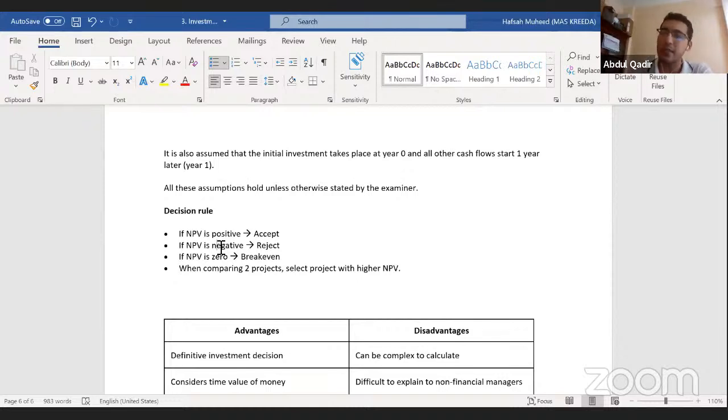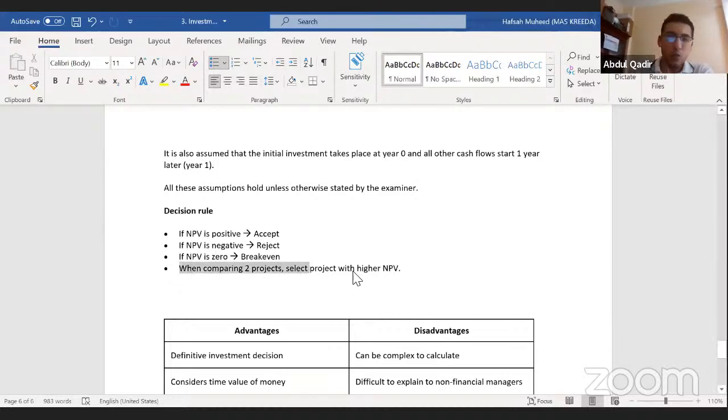So you need to say whether you will accept it or reject it, right? And if the NPV is 0, that means you're breaking even. So it's your choice whether you want to accept it or not, but it doesn't make sense to accept a project where you're not going to earn anything. If you're going to spend 1,000 and earn 1,000, what's the point, right?